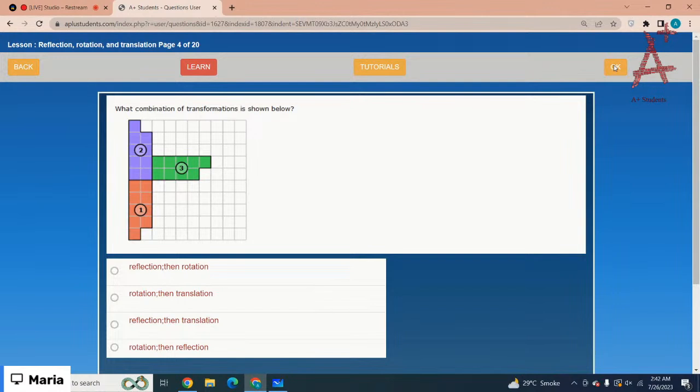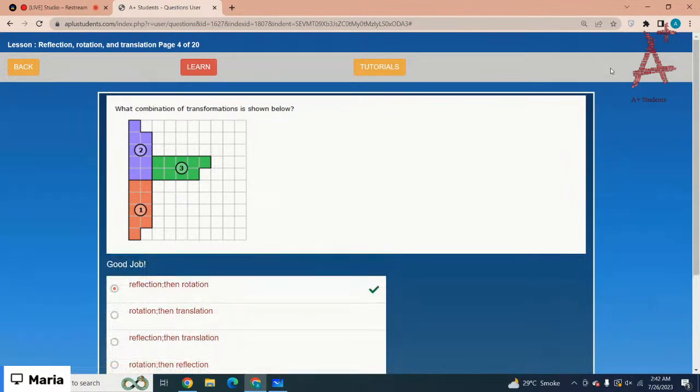Okay, what combination of transformations is shown below? Okay, 1 and 2. 1 and 2 are the reflection of each other. So that is a reflection and then a rotation. Right? 1 and 2 are the reflection of each other, and 3 is the rotation. So they are reflection and then rotation.